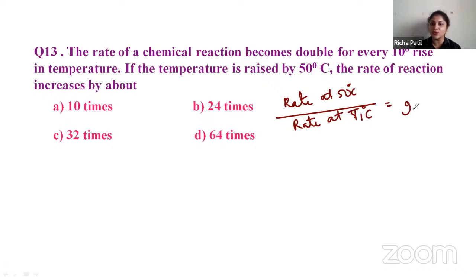So this is 2 raised to 50 by 10, so it is 2 raised to 5. How many times is it? It will be 32 times. So the rate of reaction will be increased by 32 times. So the answer is C. Rate at 50 degrees Celsius by rate at T1, that is 10, is given by 2 raised to 50 by 10, that is 5. The rate of the reaction is increased by 32 times.